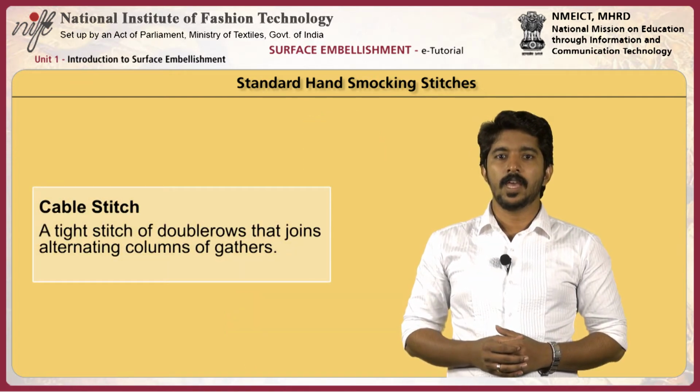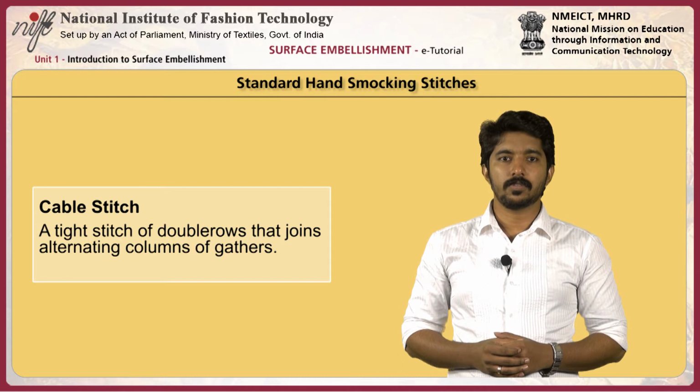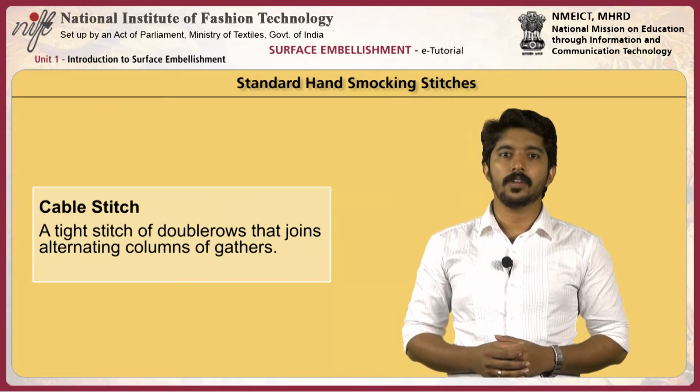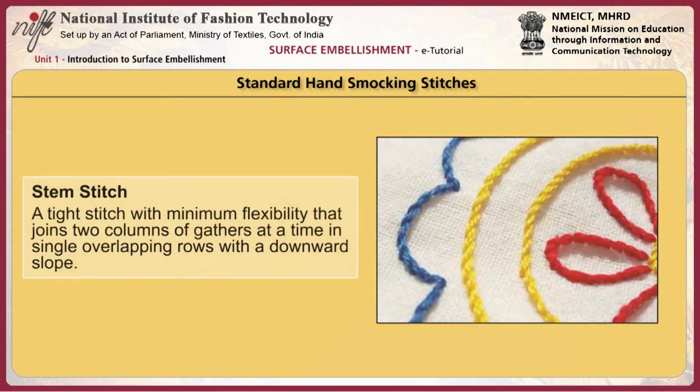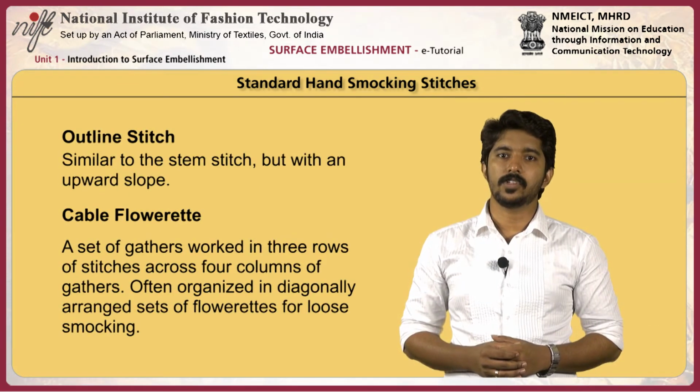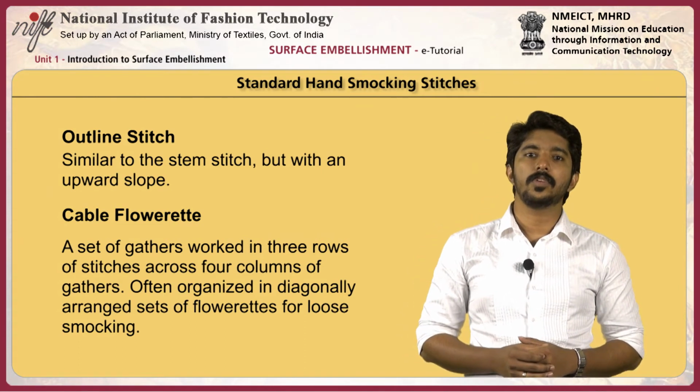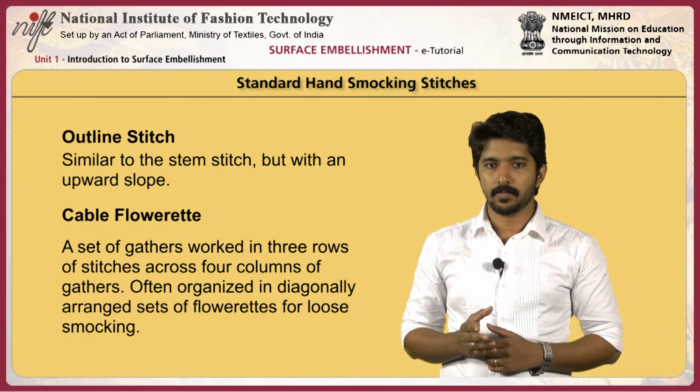Cable stitch. Cable stitch is a tight stitch of double rows of joined alternating columns of gathers. Stem stitch. Stem stitch is a tight stitch with minimum flexibility that joins two columns of gathers at a time in single overlapping rows with a downward slope. Outline stitch. Outline stitch is similar to the stem stitch but with an upward slope.